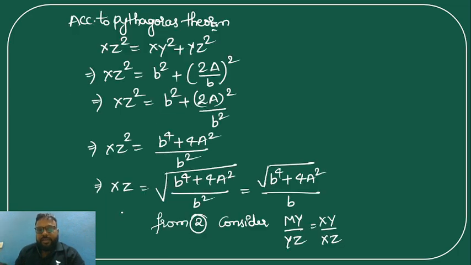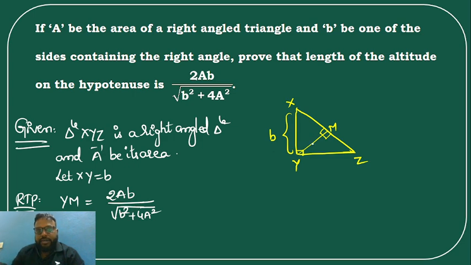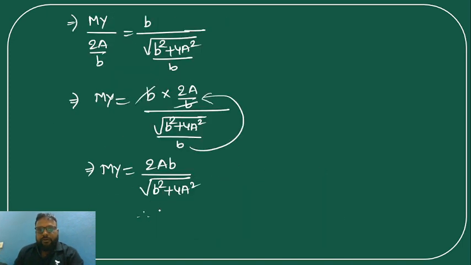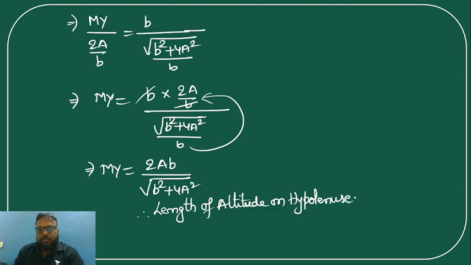What is this my? My is nothing but the length of the altitude, right? This is the altitude. So the length of the altitude on the hypotenuse is the one that we got right now. Therefore, the length of the altitude on the hypotenuse, that is ym or my, is equal to 2ab by under root of b square plus 4a square. This is what we had to prove, right?